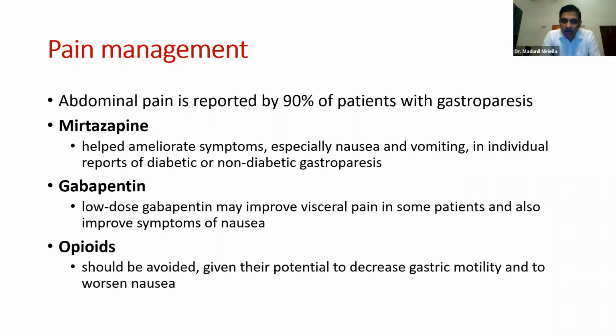In management of the abdominal pain, this is an important issue because most of these patients have postprandial abdominal pain, and the drugs that can be used are mirtazapine and gabapentin. Mirtazapine helps ameliorate symptoms, especially nausea and vomiting, in individuals with both diabetic and non-diabetic gastroparesis. And low-dose gabapentin may improve visceral pain in these patients. But opioids should be avoided, with the potential to worsen the nausea and vomiting.